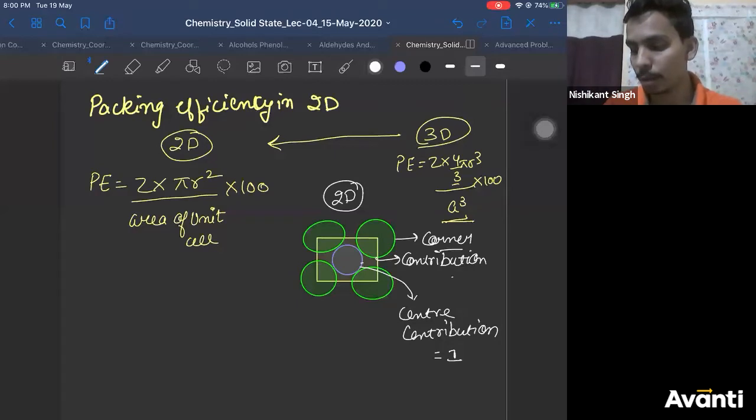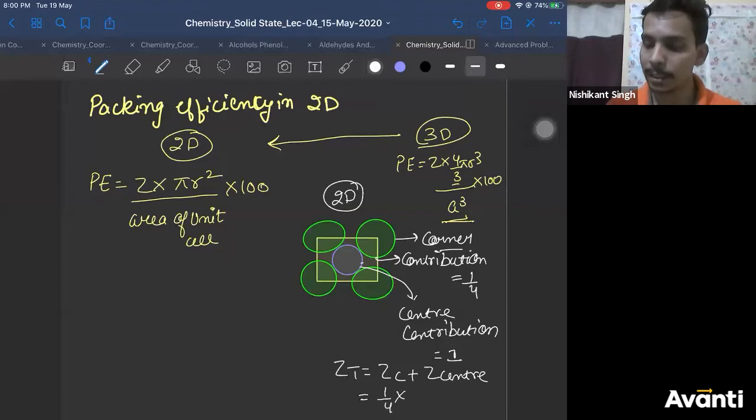So contribution is 1/4. Now let us calculate Z. So Z total will be Z due to corner plus Z due to center particle. So corner contribution is 1/4. And how many corner particles are there?